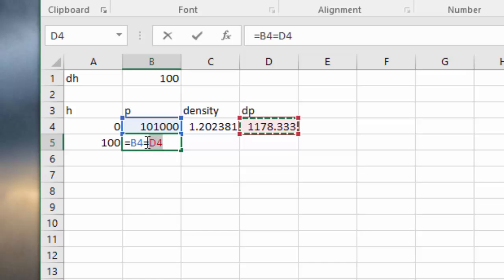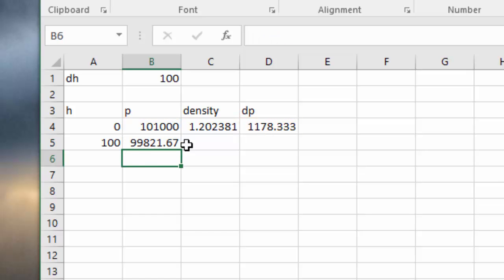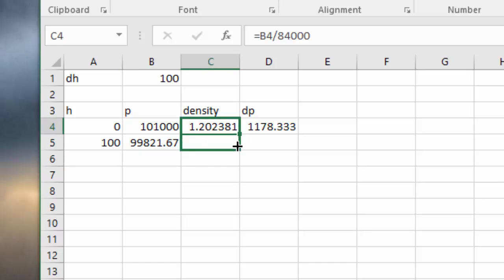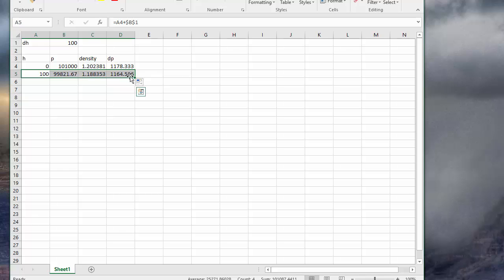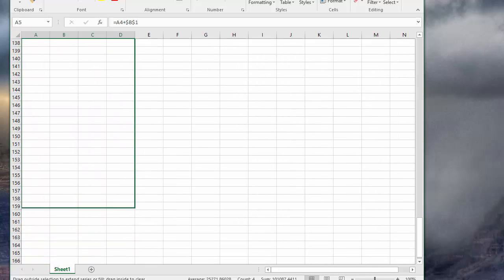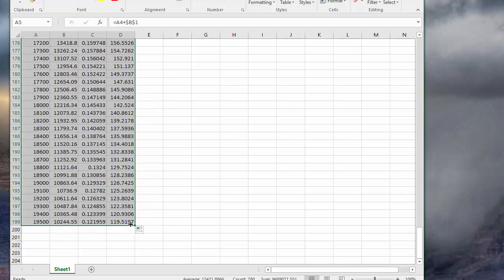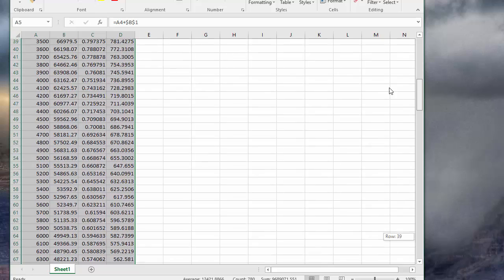And everything's relative there, so we don't need to add any dollar signs. And the equation for the density just depends on the pressure, so that can remain the same, and dP can remain the same. And now we can drag that down. And there we've got it.